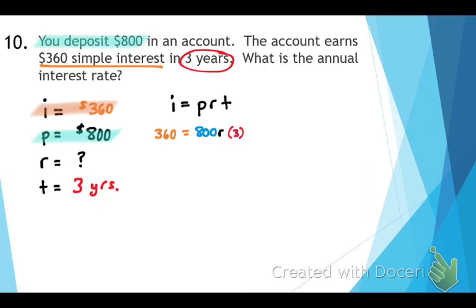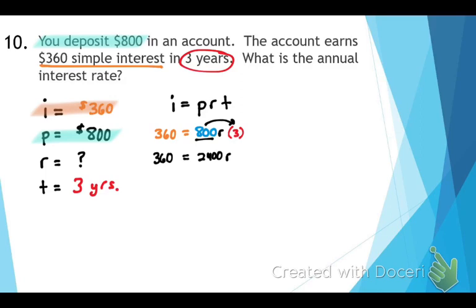There's nothing I could do on the left side, but there's something I can do on the right side. What can I do? Multiply 800 times 3. So then I'm left with 360 equals, what is 800 times 3? 2,400, and bring down the R. A lot of times people are leaving that variable off and then they don't know what to do. So you're going to put times R.